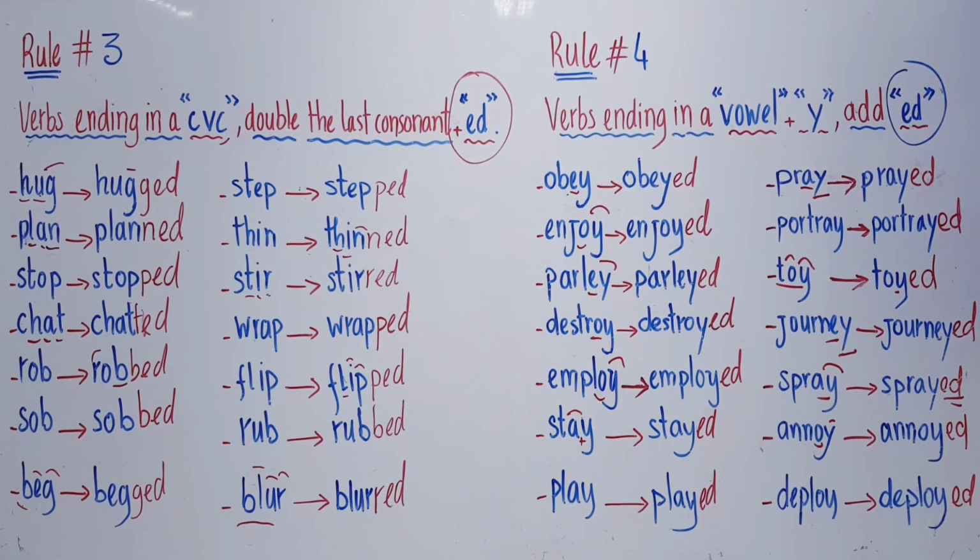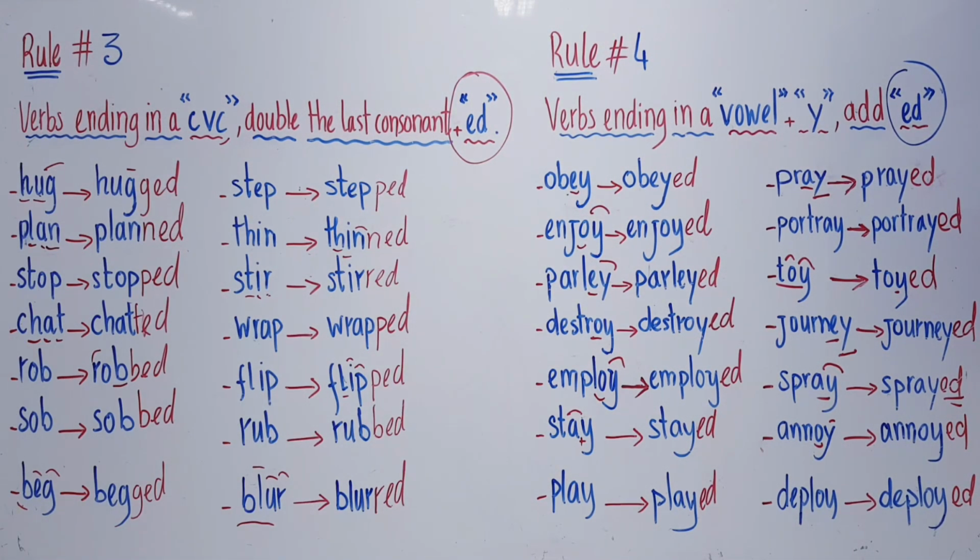Flip. L is a consonant. I is a vowel. P is a consonant. So before adding E-D, you have to double one more P and then E-D, as it normally says. Try to say it again and again until you remember. Do not just say, oh, teacher, I understand already. This is only 10 minutes. I understand what you mean. I don't think so. Learning is not like that, you know?